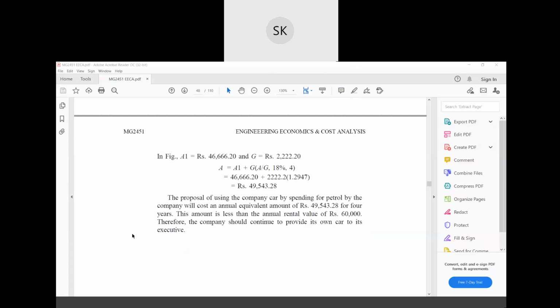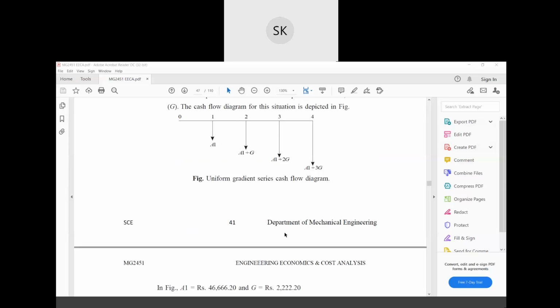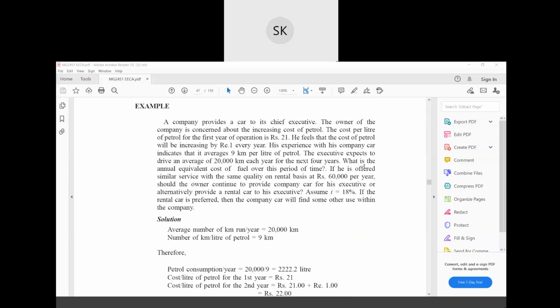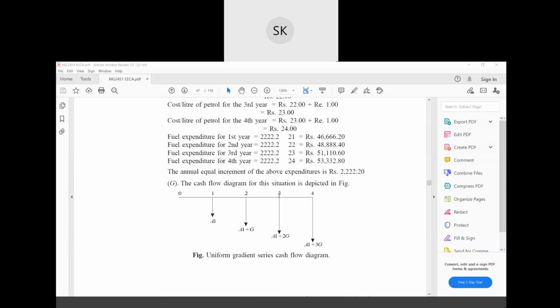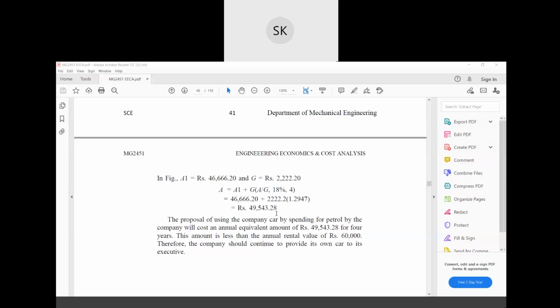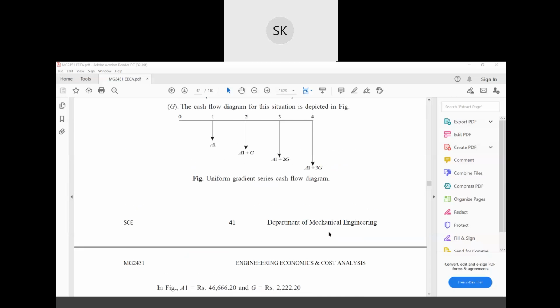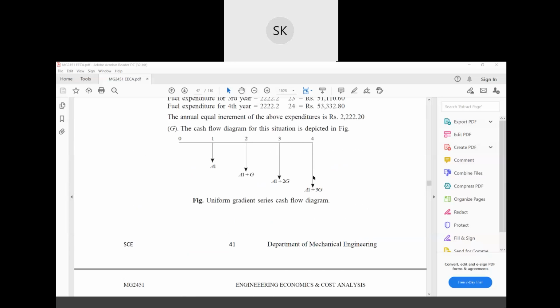The proposal for using the company car, with the company spending for petrol, will cost an annual equivalent of 49 for 4 years. This amount is less than the annual rental value of 60,000. Therefore, the company should continue to provide its own car to its executive. If he is offered similar service with the same quality on rental basis, it was costing him 60,000. So they have compared. This cost was less, so they have gone to this option. As these are downward, this is the cost dominated cash flow diagram.